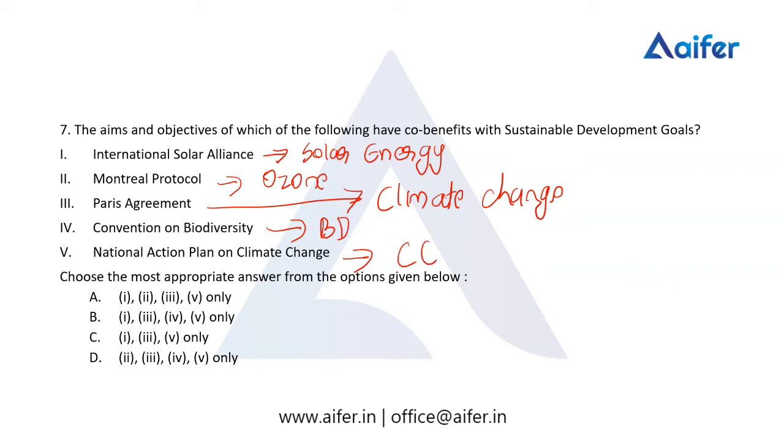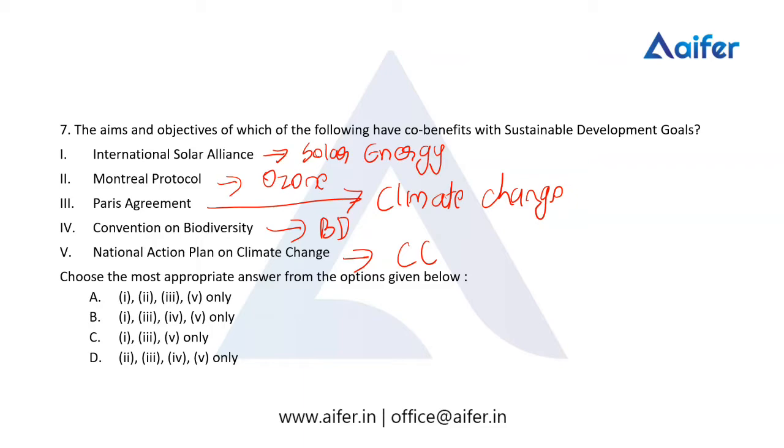So we have International Solar Alliance. It talks about an important source of renewable energy, that's solar energy or efficient use of solar energy. Then we have Montreal Protocol. It's all about ozone hole depletion, prevention of ozone hole depletion. Then we have Paris Agreement. It talks about climate change. Convention on Biological Diversity talks about biological diversity. And we have National Action Plan on Climate Change. It talks about climate change.